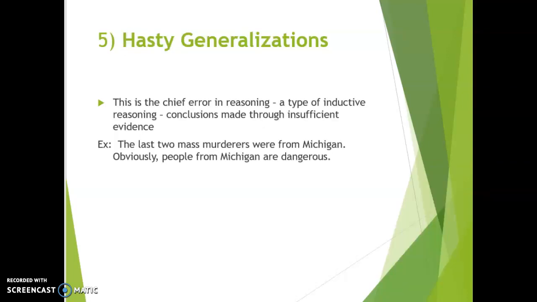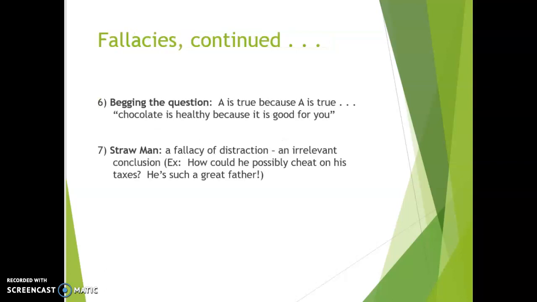Hasty generalizations. You see this a lot. It's when conclusions are made through insufficient evidence. If you only have a few examples of something, you cannot generalize it. So, for example, if the last two famous mass murderers that have been in the news were from Michigan, we can't conclude that people in Michigan are dangerous. There's just a few people in the midst of thousands. Statisticians call that the N, the number of examples, and you can't have too small an N or you make a bad conclusion. Here's a few more.